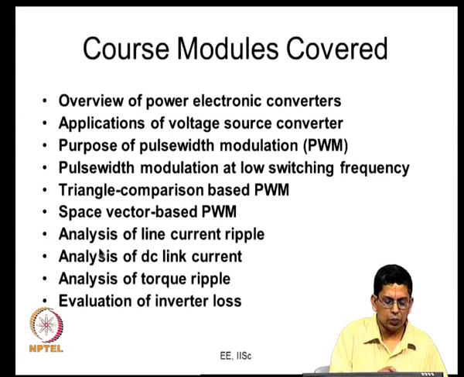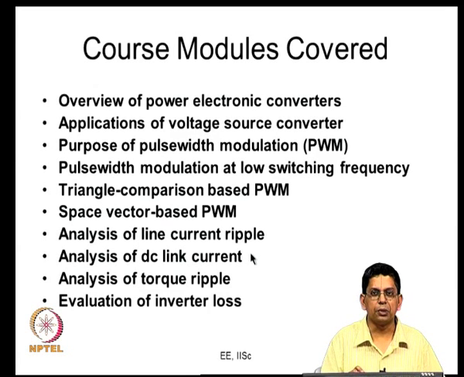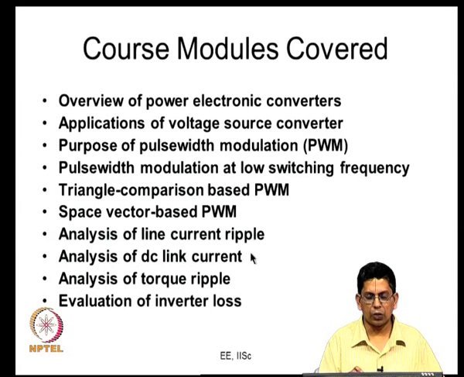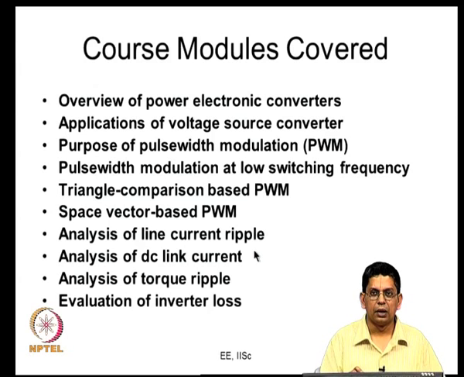Then we actually looked at the analysis of line current ripple. This is particularly considering higher switching frequencies. We did it in the space vector domain. We considered the error voltage vector and tried to integrate that error voltage vector to get a measure of the flux ripple, which is equivalent to current ripple, and thereby how you could go about evaluating RMS current ripple and how you can compare PWM methods based on this RMS current ripple and so on.